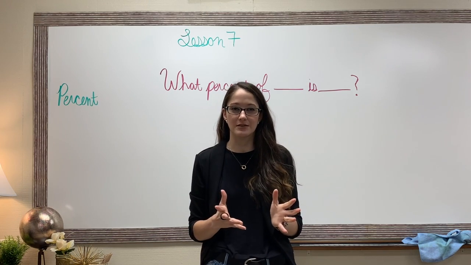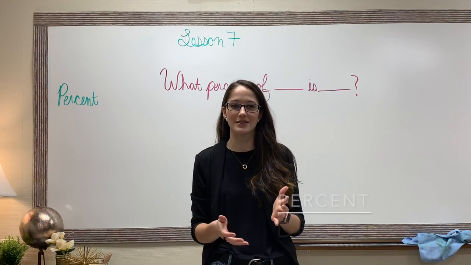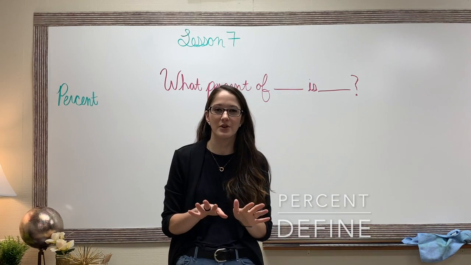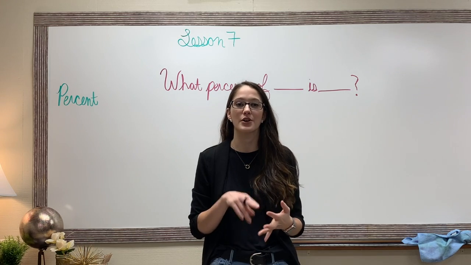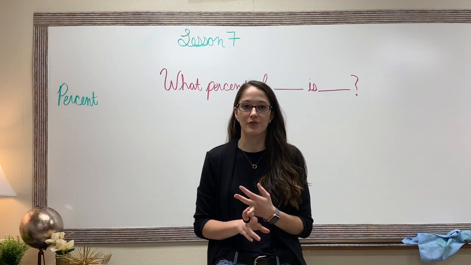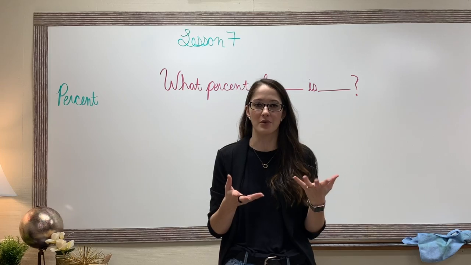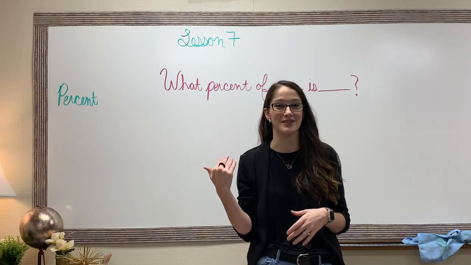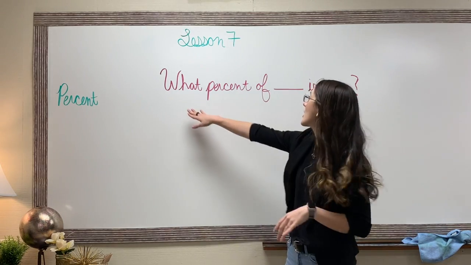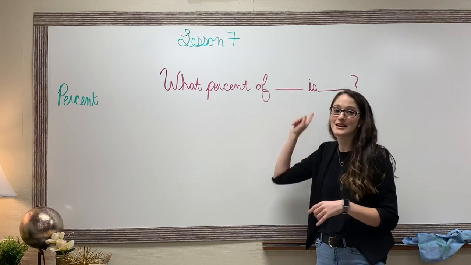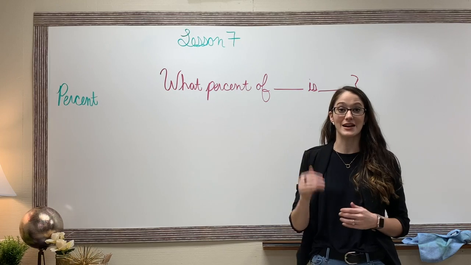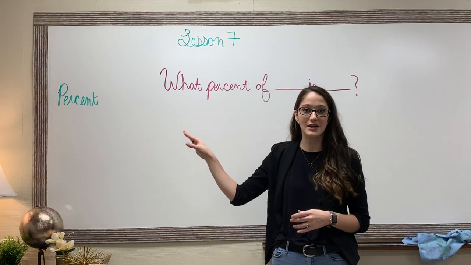Before we start diving into actual practice problems, I want to communicate a concept that is very similar to when we're looking for a fraction part or a decimal part of the story problem. In this case, we're just dealing with a percent instead. So same format: what percent of blank is blank? And again, of and is translate to multiply and equals. So same concept, let's do some practice.